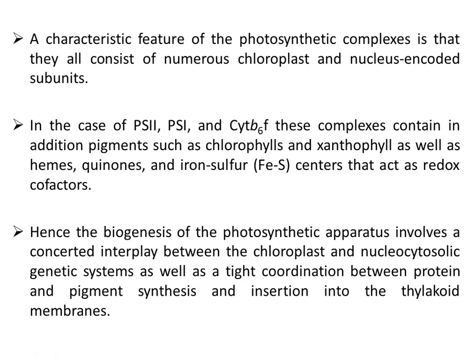A characteristic feature of photosynthetic complexes is that they all consist of numerous chloroplast and nucleus encoded subunits. In case of PS2, PS1 and cytochrome b6f, these complexes contain, in addition to pigments such as chlorophylls, xanthophyll, as well as hemes, quinones and iron sulfur proteins that act as redox cofactors. Hence, the biogenesis of the photosynthetic apparatus involves a concerted interplay between the chloroplast and nucleocytosolic genetic systems, as well as a tight coordination between protein and pigment synthesis and insertion into the thylakoid membrane.